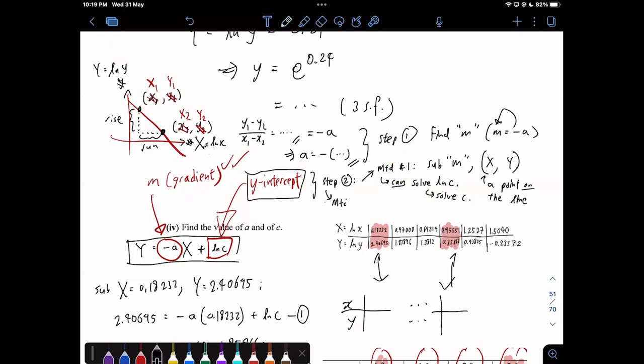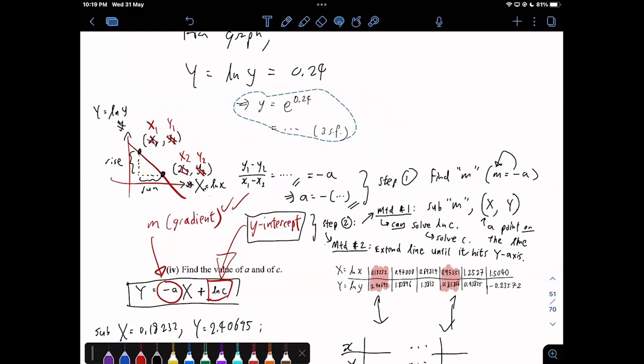Method number two is a bit lazier. It's independent of step one. What do I mean by independent? It means you can do method two first as your step one, and then step one as your step two. Interchangeable. This one just requires you to extend the graph. Extend the line until it hits the y-axis. Sorry, not little y, capital Y-axis. Then from there, you can just read off the y coordinate, and that's your ln C. Does that make sense?